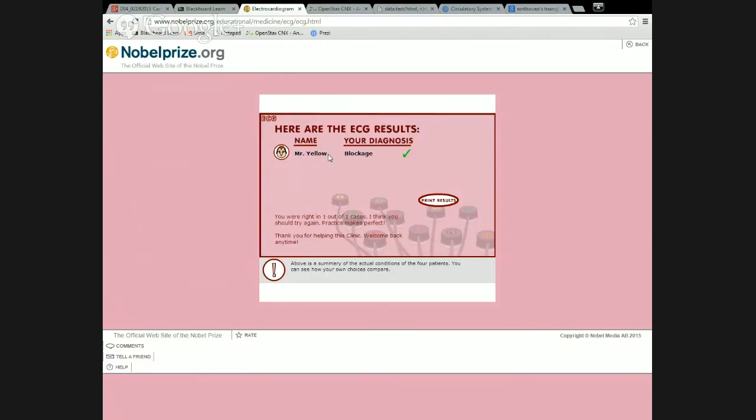So for Mr. Yellow, who's the only one we did, we diagnosed him as having a blockage, and the green check mark means that we're correct. If there were a red X mark, that would mean that we were wrong. But of course, I'm not going to do it wrong just to show you a red X mark. But if you happen to do that, you'll see that.